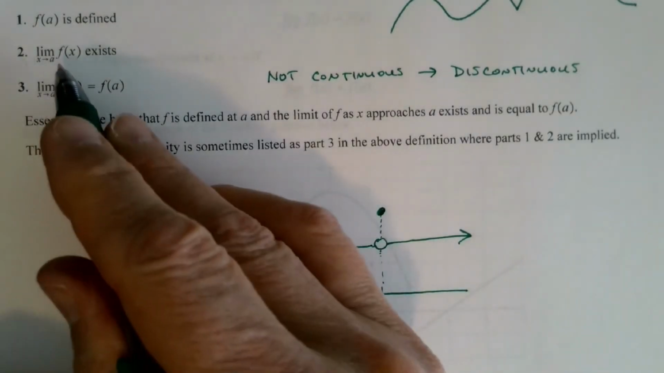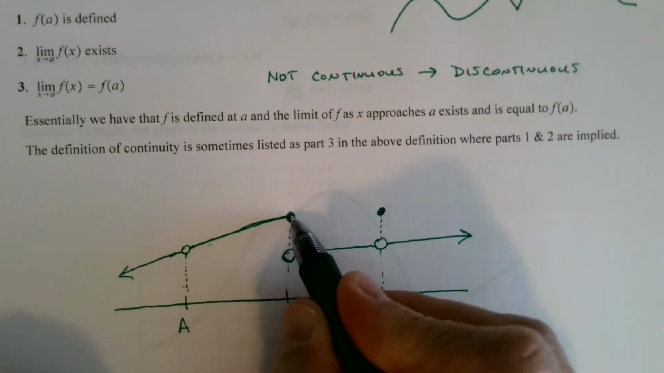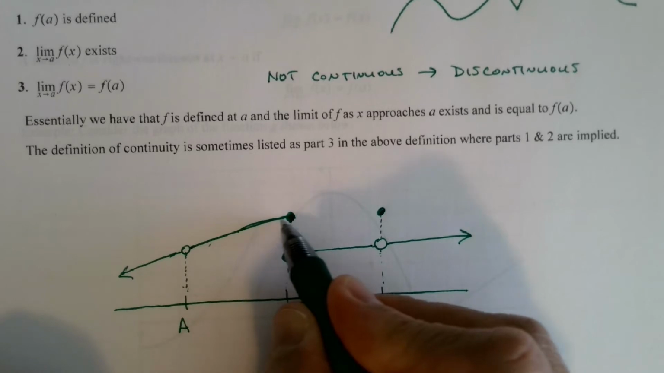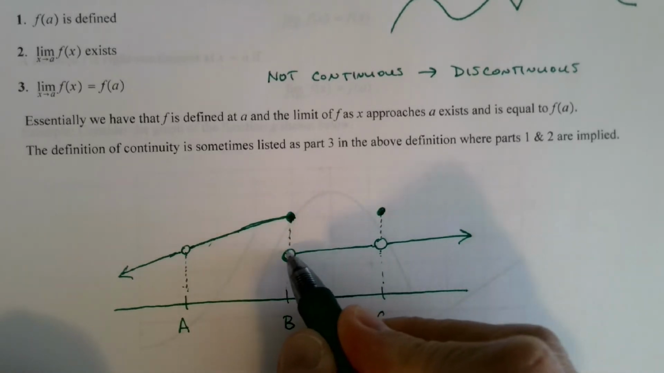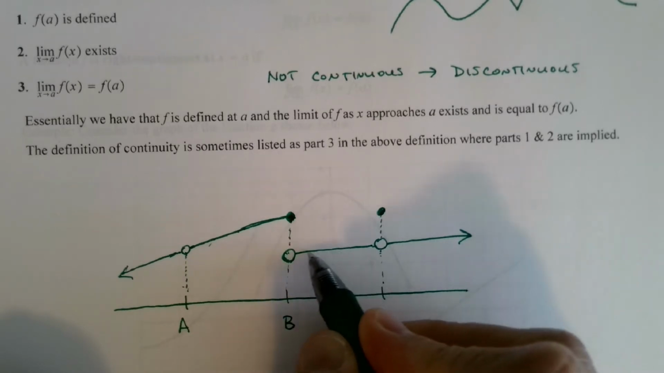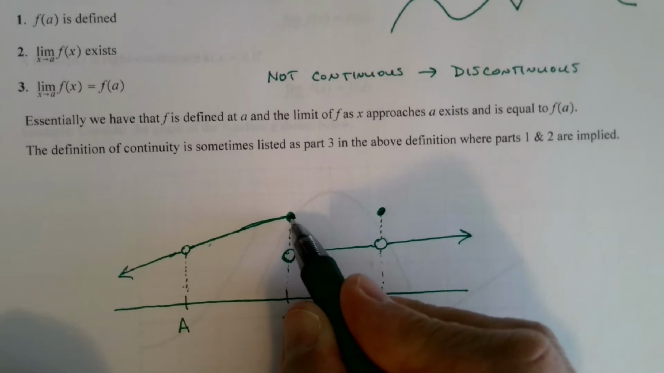But what about number 2? Does the limit exist? Well, from the left the limit exists, and we're approaching this point, so it would have this y-coordinate as the limit from the left. The limit from the right, however, is going where? We're going toward this hole, so the limit from the right would exist, but it would be equal to some value that's less than the limit from the left.